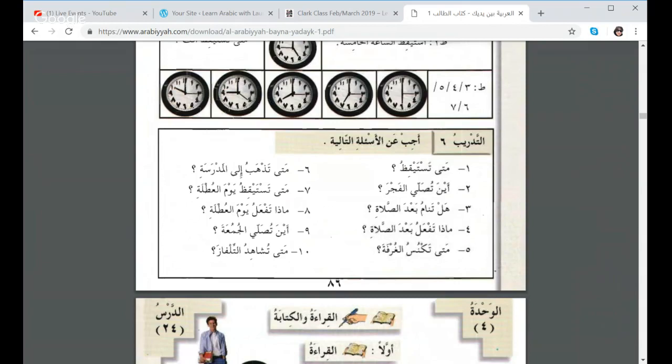Hal tanamu ba'da salah? When do we use hal? Yes or no questions. So do you sleep? What's tanamu? Sleep? Do you sleep after the prayer? Not before, that's qabla. This is ba'da. After. I would say na'am, anamu ba'da salah. Good.